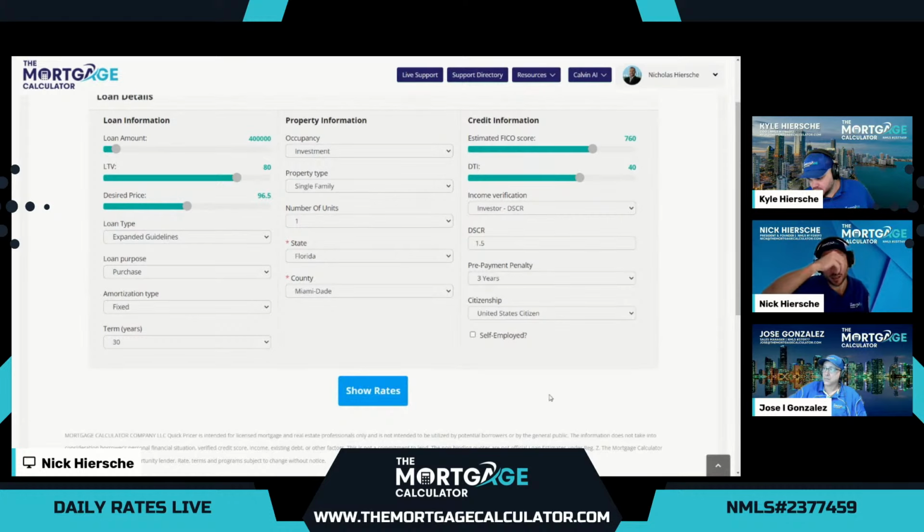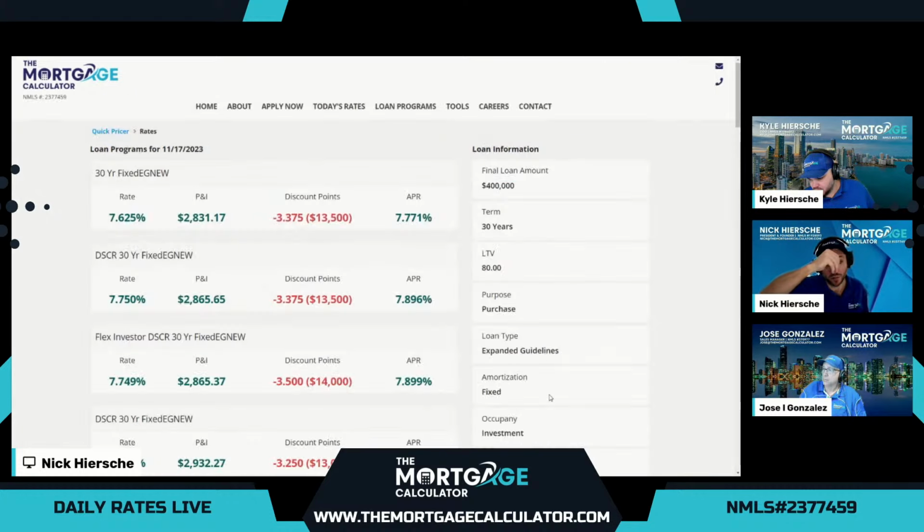So let's check out the DSCR rates this morning. Still DSCR almost beating conventional. Absolutely amazing here. 7.625 rate, 3.375 discount points at cost, plus the final APR 7.771. So close to conventional. 100% of investors will take a DSCR loan over a conventional when they're the same price. Today, they're the same price here. We were actually beating conventional for a while there. So definitely any investors out there, check out these DSCR options.